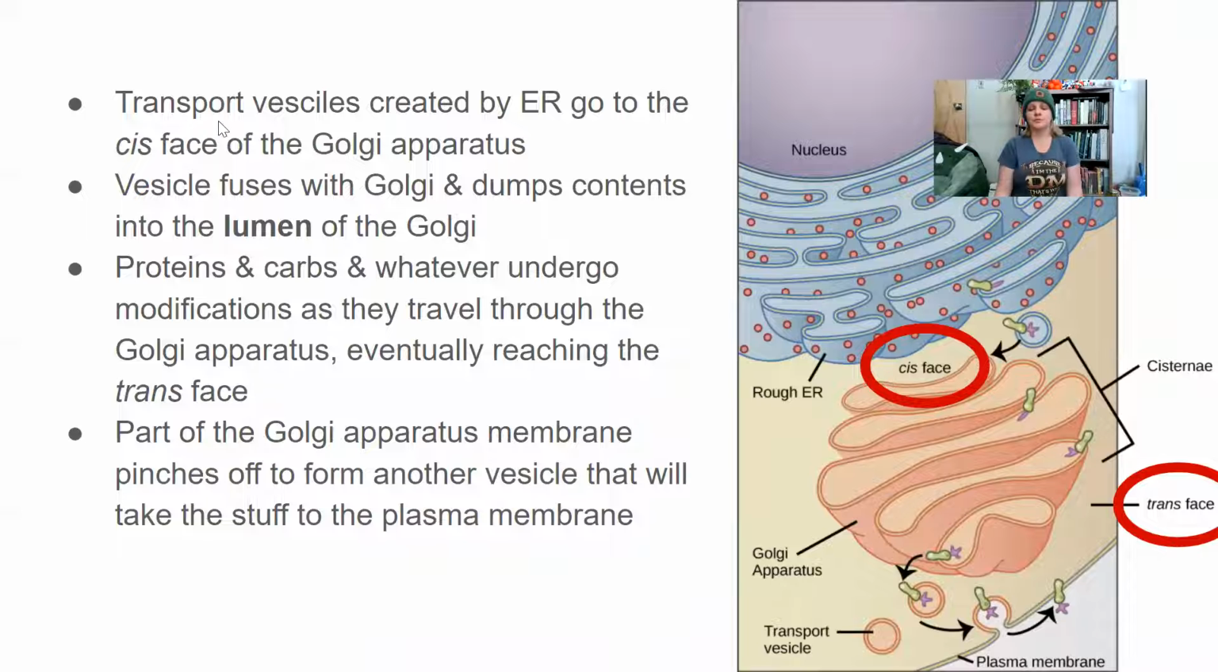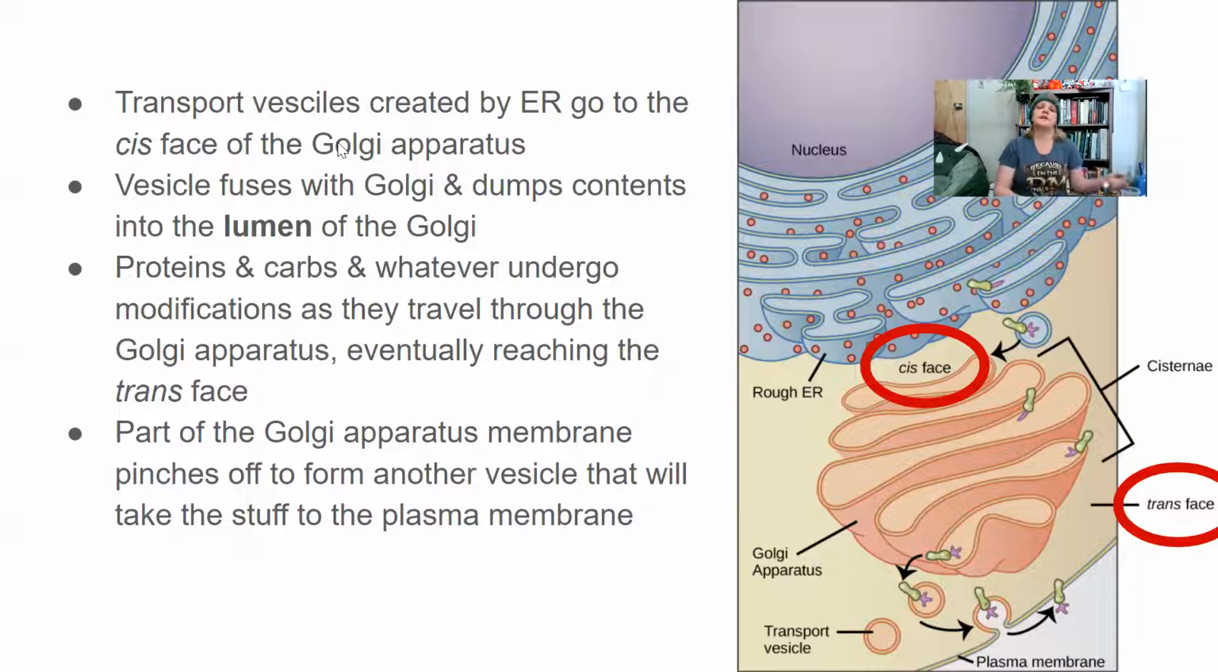And then we have transport vesicles, and those are usually created by the ER. And then we have this thing called the cis face and the trans face of the Golgi. And that just means, is it close to the nucleus or is it close to the plasma membrane? The cis face is the face that's facing toward the interior of the cell, and the trans face is more toward the plasma membrane.